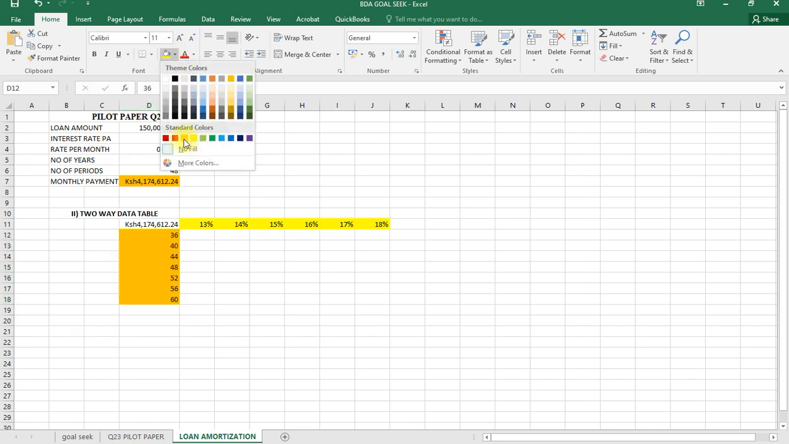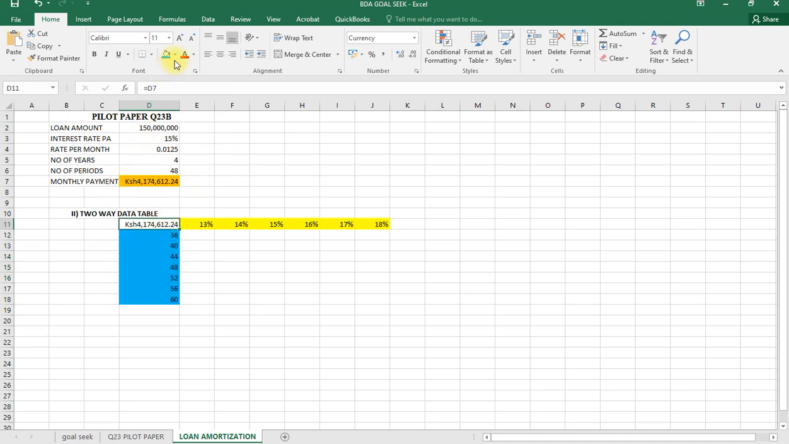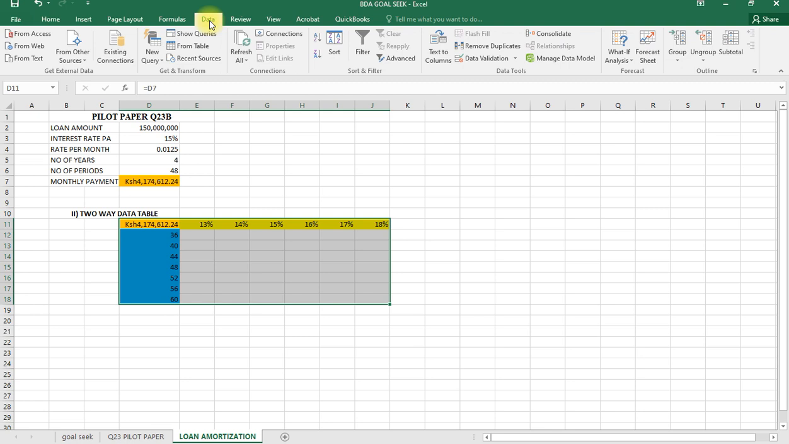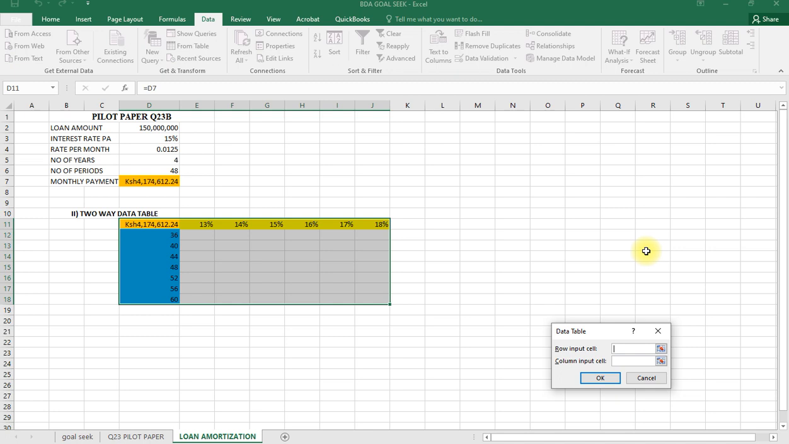Let me use the blue one. This one I can just maintain the goldish color, so that I will highlight these. For you to use a two-way data table, highlight all the table up to that, go to Data, go to What-If Analysis, and the Data Table. So when you are in your data table, the row value, so remember these are our rows and these are our columns. So input the row cell, and for the row cell we are using the rate of interest.